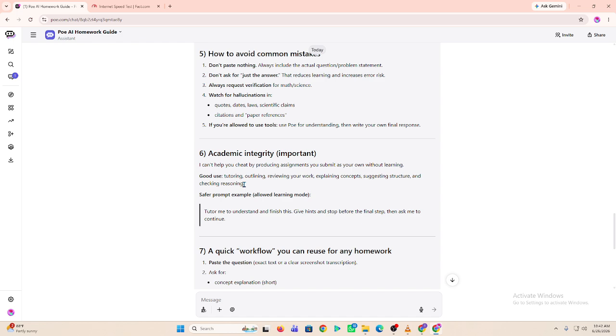And that's how to use Poe AI for homework. When you use it the right way, it becomes a powerful study assistant that helps you actually understand your subjects.